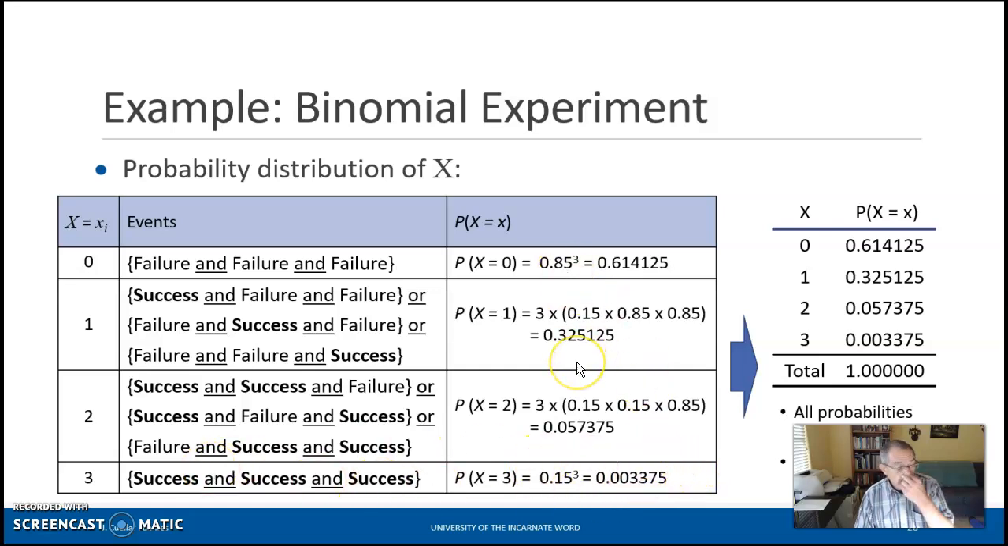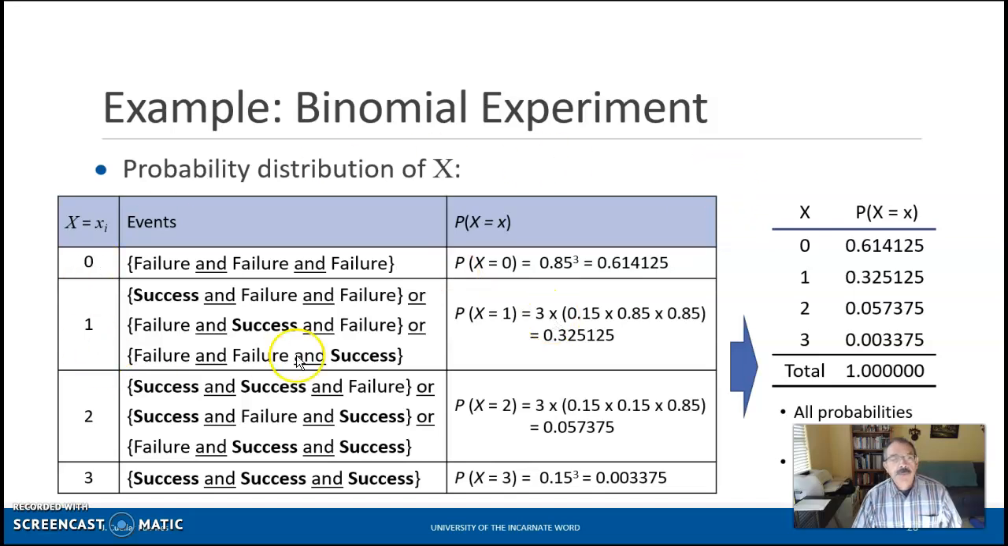So here we have the random variable and the probability that the random variable will take on each of those values. So here's a probability distribution with x equal to possible values of 0, 1, 2, or 3, and the corresponding probabilities. All of these probabilities are between 0 and 1, and they add to 1. So this is a probability distribution, and in fact this is a binomial probability distribution for 3 trials with a probability of success of 0.15.